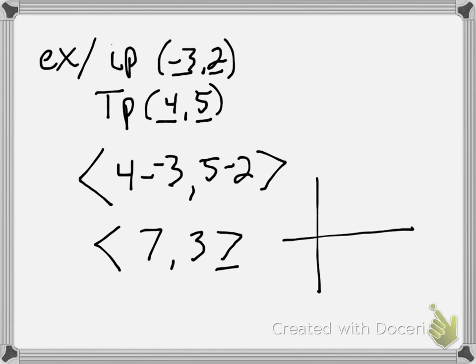Again, if we wanted to graph it, we would start at the origin. We have to go 1, 2, 3, 4, 5, 6, 7, and up 3. Should put us over here. It's going to have to go to that side. Okay? So hopefully that helps you out a little bit. Alright, moving on.